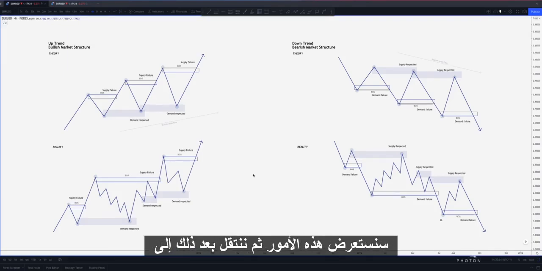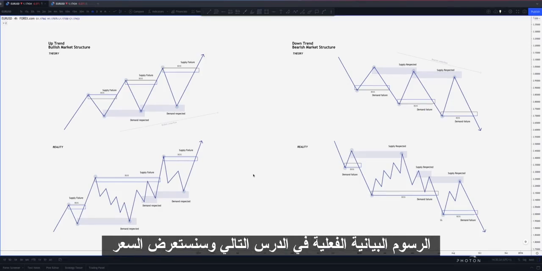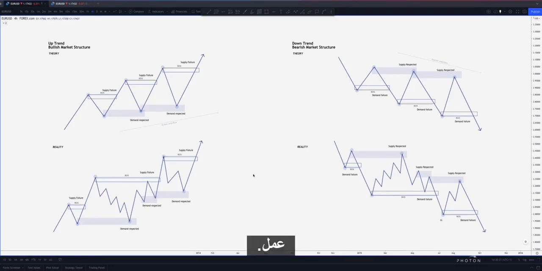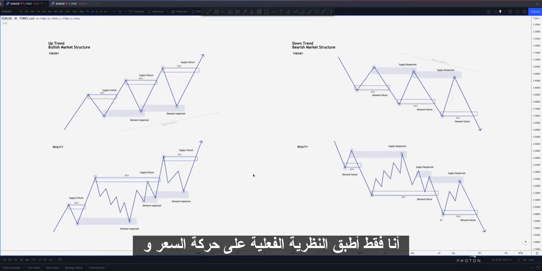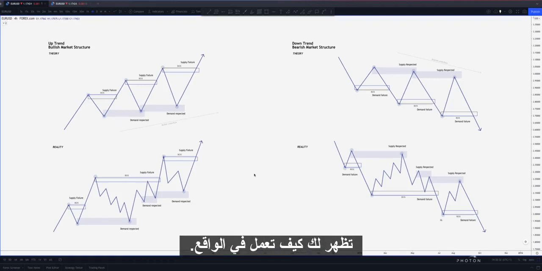So we're going to go through these, and then we'll hop onto the actual charts in the next lesson, and we'll go through the price action and apply the actual theory to it and show you how it works in reality.